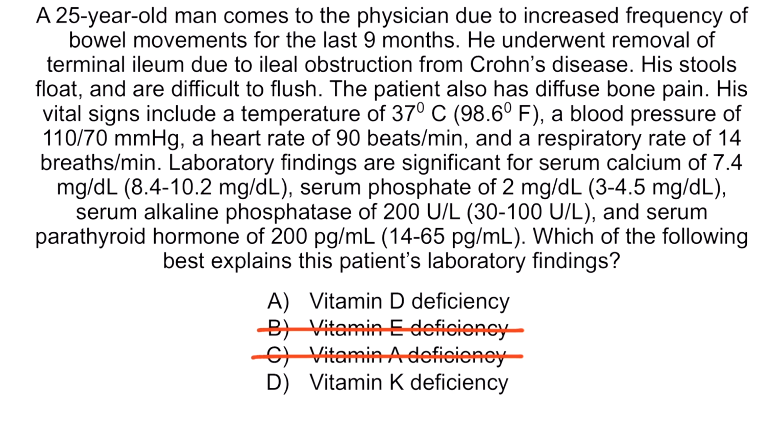Finally, option D is incorrect because vitamin K deficiency is associated with increased bleeding tendency rather than bone pain. And that concludes this section.